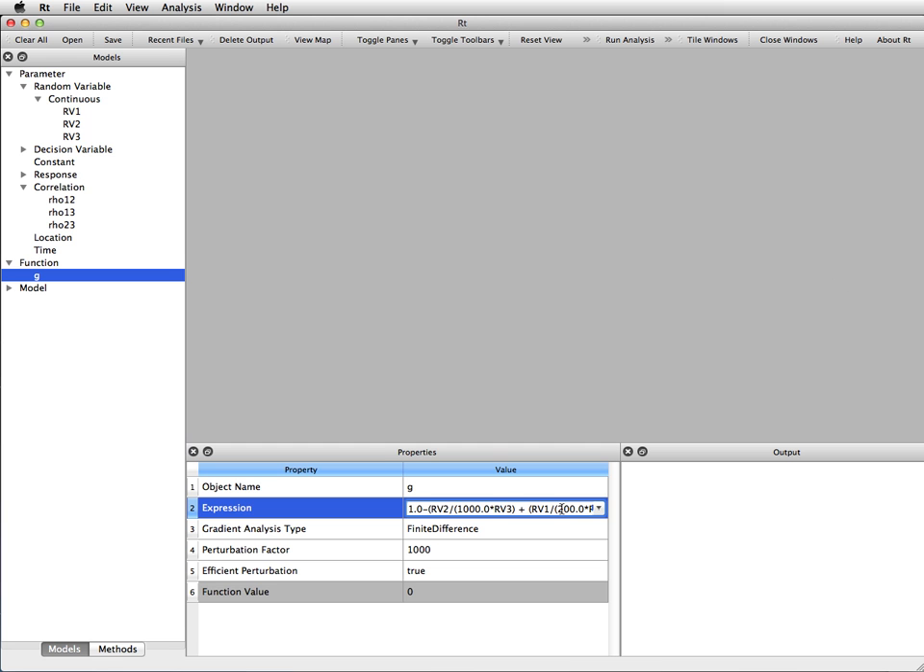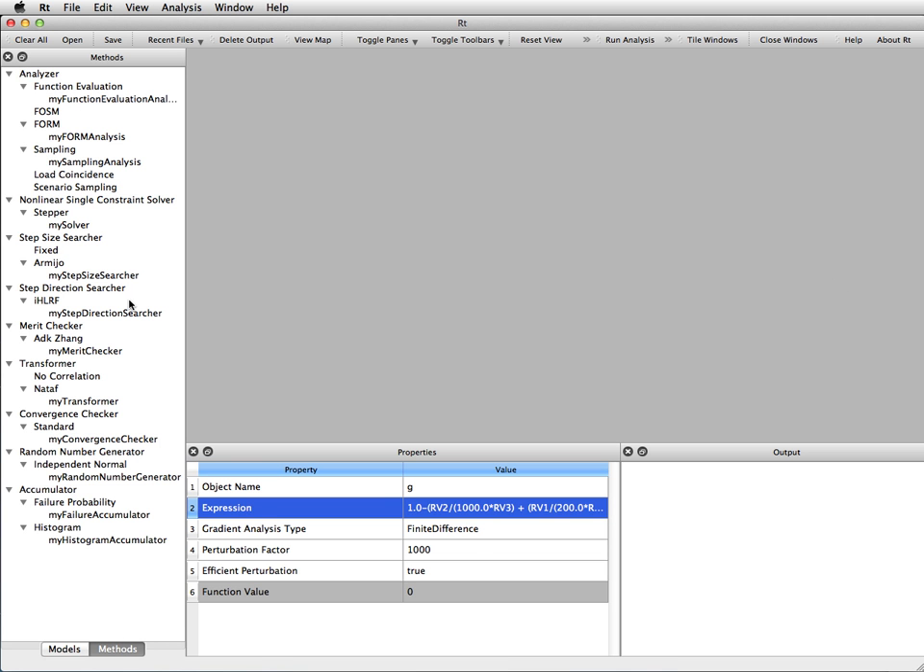So if I say 1 minus that expression, I will then have a limit state function that is negative when the parenthesis is greater than 1, and that's the probability that we want. When I look at the analysis methods, I see that I do have a first order second moment option available, but that would not be appropriate in this case with a non-linear limit state function. Instead, I'm going to go to FORM.